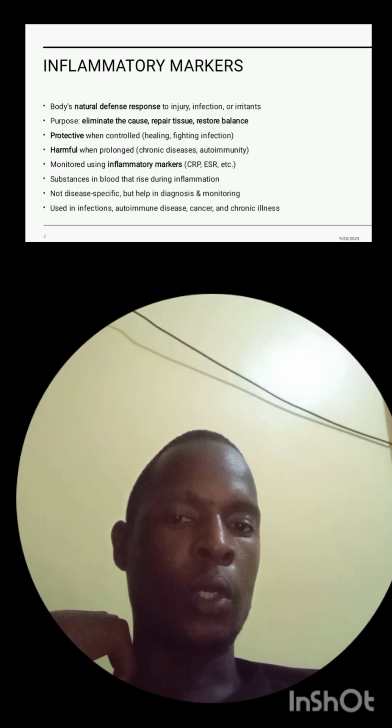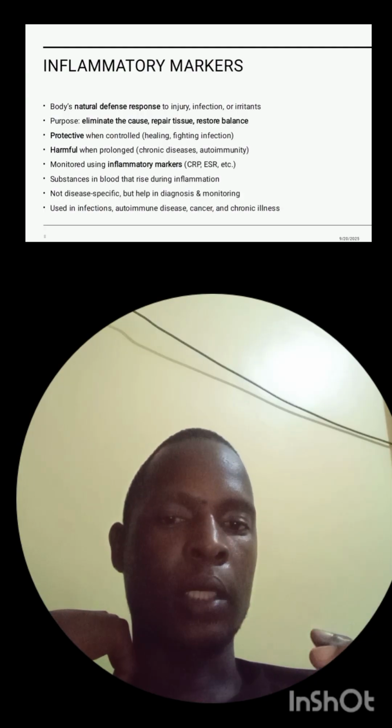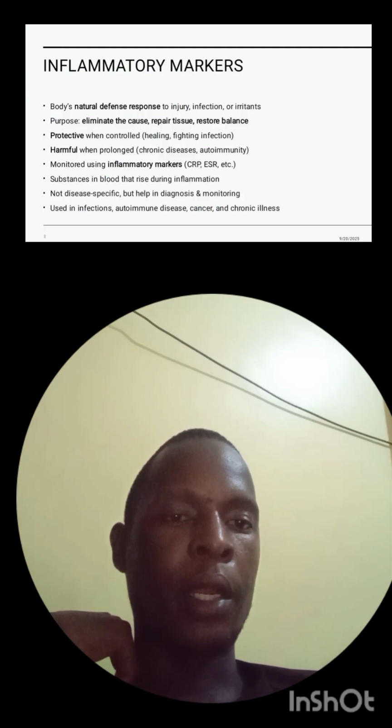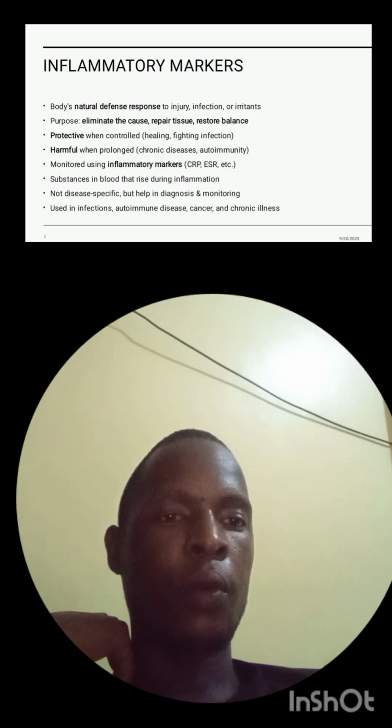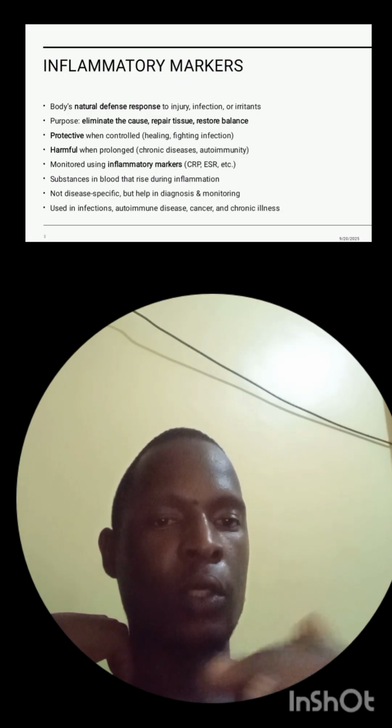So this inflammation is what the doctor monitors using the inflammatory markers. That's why you order these tests to guide you on whether the patient has an infection or not. You order tests like the CRP, ESR, etc., as we'll see later in these episodes. These inflammatory markers are just substances that are in your blood. Under normal circumstances they are up to a certain level, but when your body is attacked and there is inflammation, their levels tend to rise. And that helps the doctor to come up with a conclusion that you indeed have an infection.